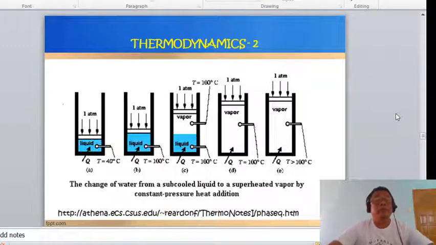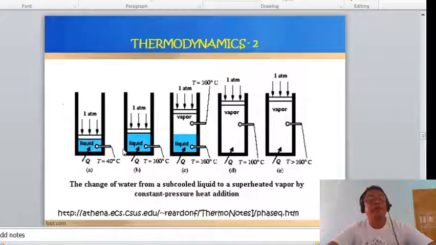Okay, class. So we have here an illustration of the change of water from a subcooled liquid to superheated vapor. Take note that in the first illustration, the pressure is 1 atmosphere, and that is liquid. The temperature of the liquid is 40. If you look at the steam table, the liquid here is a subcooled liquid. Another, we have here at 100 degrees, where the liquid now expands.